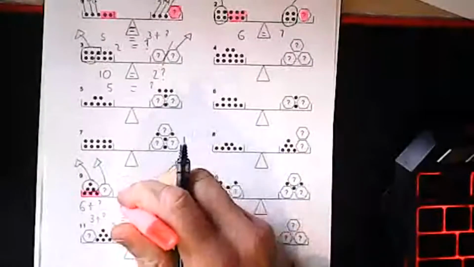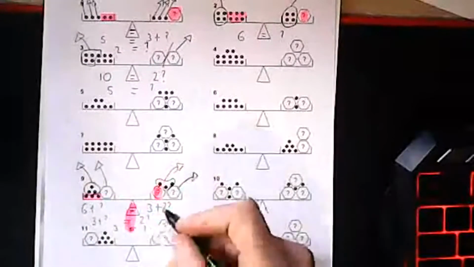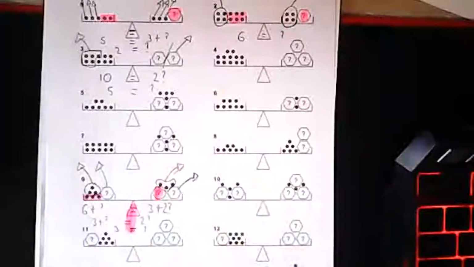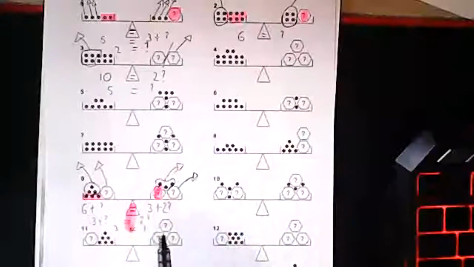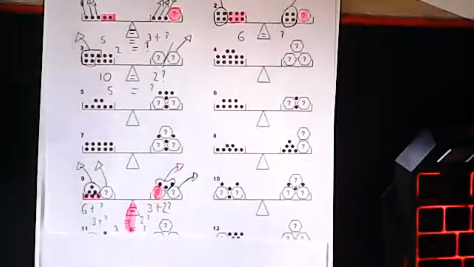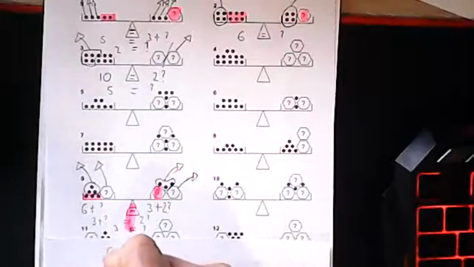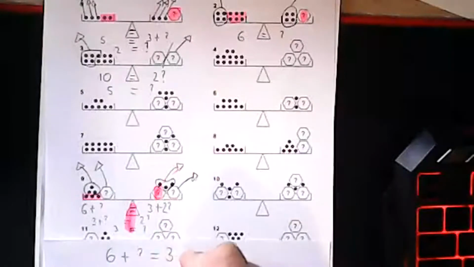Now notice I'm trying to get this equal sign in line as I'm working downwards to make sure that it always balances. That's a little hint. You won't be marked down if they're not in line, but it's much better. So let's take the working out that we've got there and redo it. We start off with 6 plus question mark equals 3 plus 2 question marks.